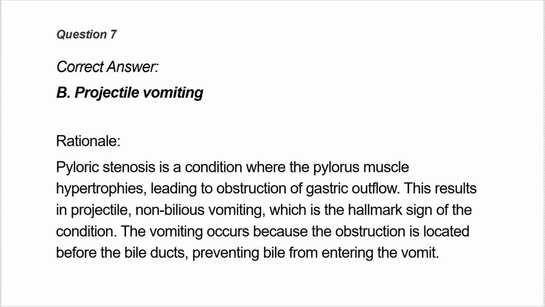Other findings such as currant jelly stools, option A, and sausage-shaped abdominal mass are indicative of intussusception, a condition where part of the intestine telescopes into itself. Failure to pass meconium, option C, is characteristic of Hirschsprung disease, which is caused by the absence of ganglion cells in the distal colon. Differentiating between these hallmark signs is critical in pediatric assessments and management.